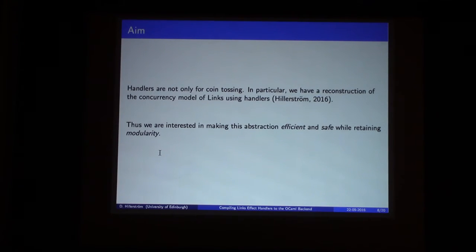Now, it's not all about tossing coins here. That would be quite silly. But I actually have a reconstruction of the concurrency model in Links using handlers. And just to briefly sum it up, the concurrency model of Links is a standard message passing model with type safe communication. And this construction uses about 5 handlers, and it's fairly non-trivial. So what we're interested in here is to try and make this abstraction efficient and safe, and still retain modularity while doing this.